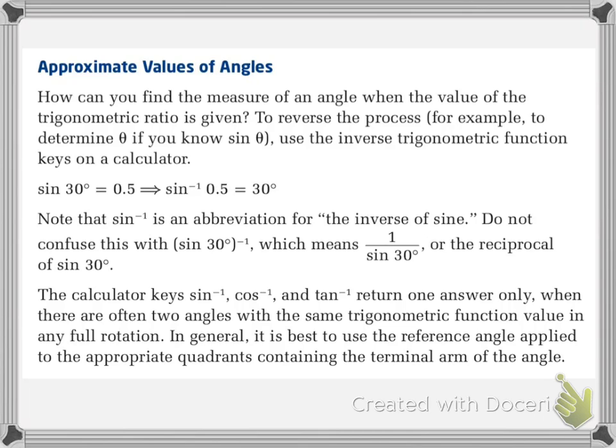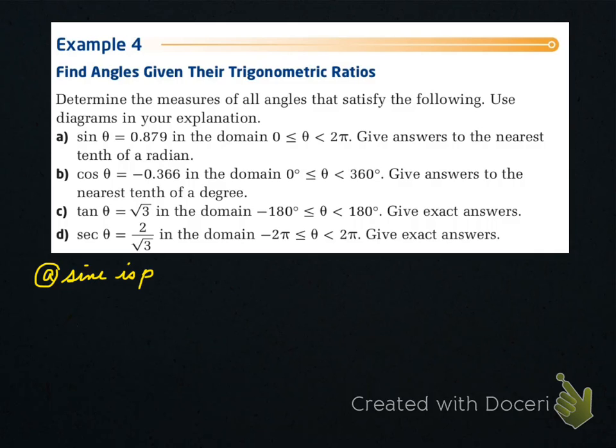Approximate values of angles. Well, we know that the sine of 30 degrees is 0.5. That means the sine inverse of 0.5 has to be 30 degrees. So we're going to use our calculator keys for sine inverse, cosine inverse, and tangent inverse. They're going to return one answer only. Make sure you're using reference angles to get usually two angles that are going to be there. In example 4, let's see what we're talking about.